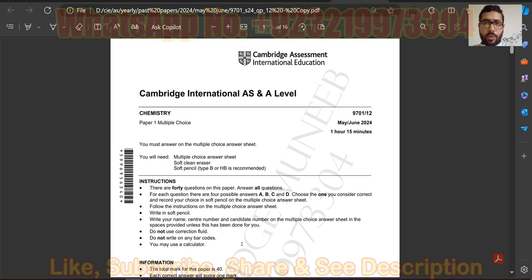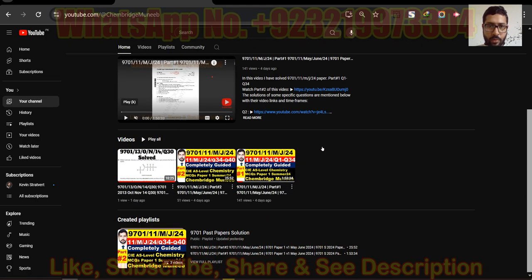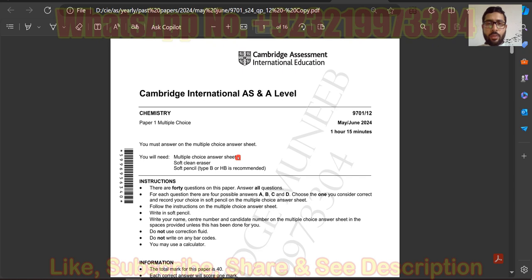Today I'm going to make a new video on the paper 1 second variant of May June 2024, as you can see on the screen. Before that, I made a video on the first variant of this paper, which you can see on the screen. Here is my channel preview, and you can find the first variant of this paper. I have made two different parts of this video, part 1 and part 2. Alright, so now let's move to this paper without wasting any time.